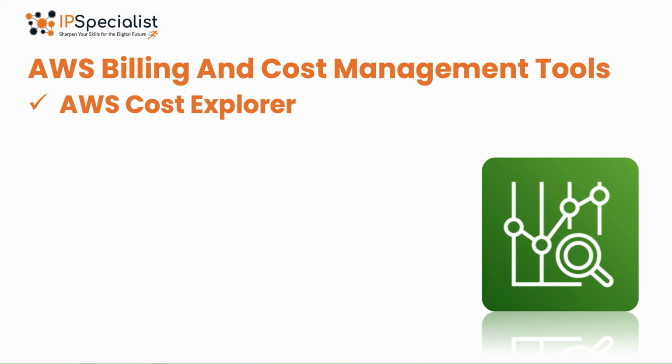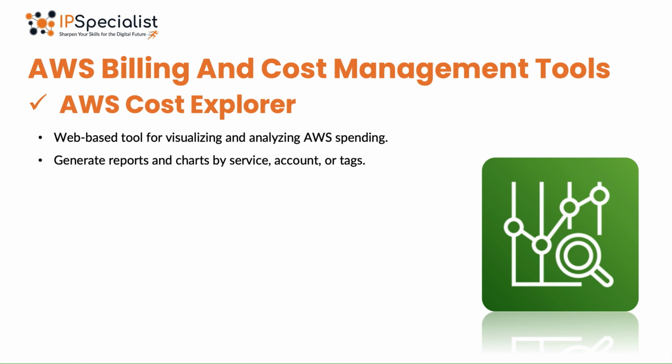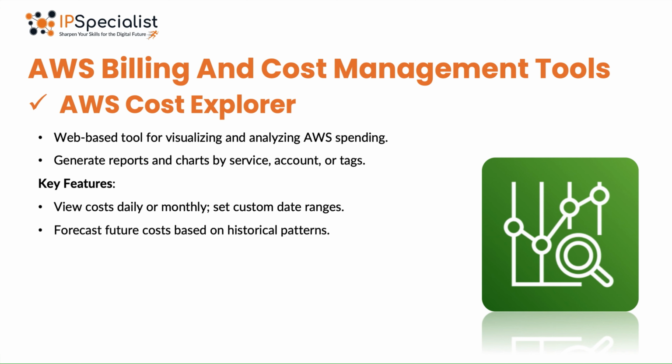The first is AWS Cost Explorer. AWS Cost Explorer is an intuitive web-based interface that allows you to visualize and analyze your AWS spending over time. With this tool, you can generate detailed reports and charts that break down your cost by service, account, or even by specific tags. You can view your cost on a daily or monthly basis, set custom date ranges, and even forecast future cost based on historical usage patterns.